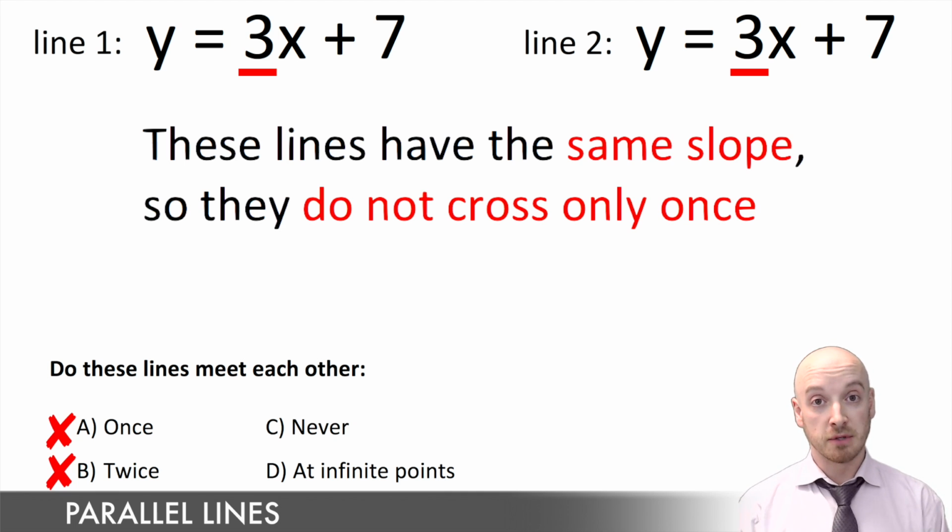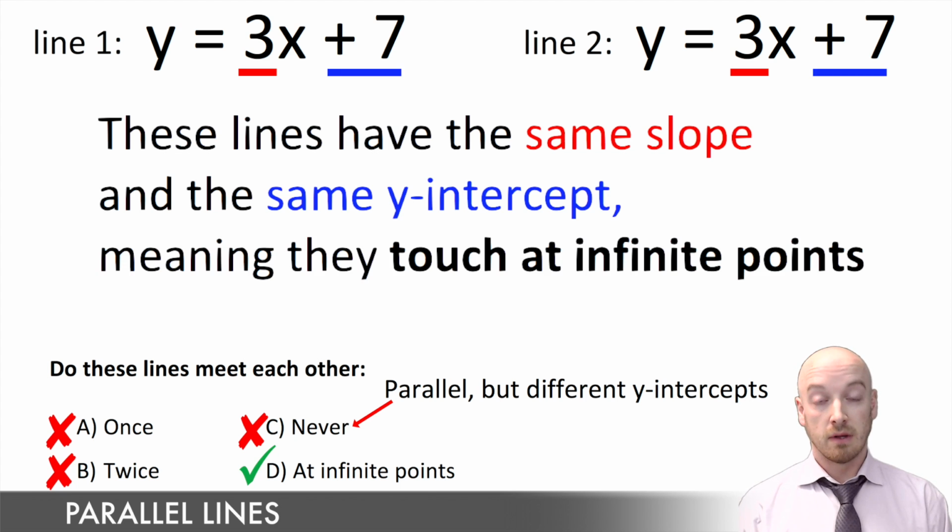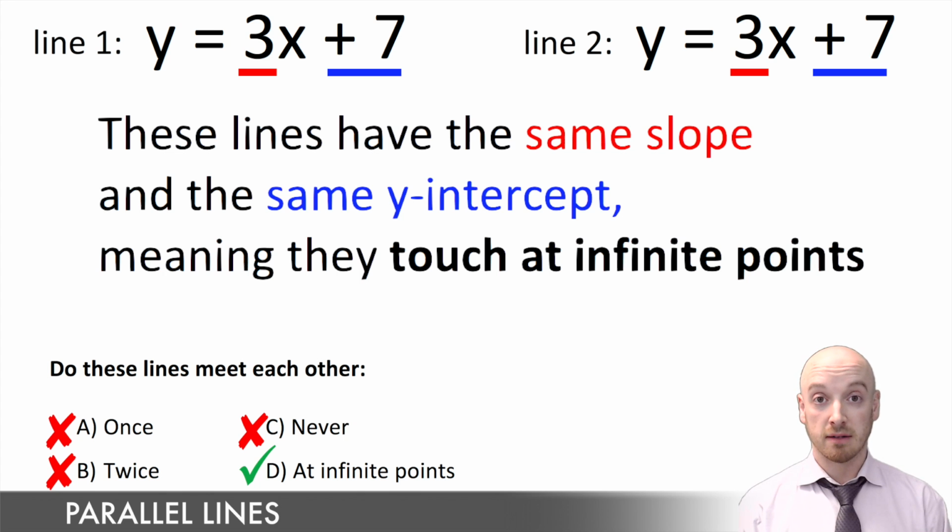Now the other two options, never or at infinite points do they cross, those have to do with parallel lines. Now two lines that never touch, that never cross, we call those parallel and distinct. Distinct meaning that they are different from each other and will never cross. The other type of line, this last option here where they cross at infinite points or they touch at infinite points on the graph, those we call parallel and coincident. Coincident lines are parallel, yes, but they also have the same y-intercept, meaning they touch at infinite points on the graph.